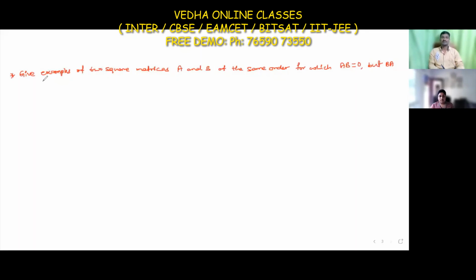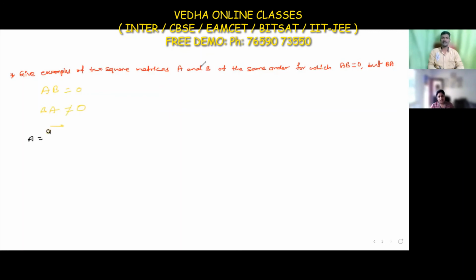So what is given here? Give examples of two square matrices A and B of the same order for which AB is equal to 0, but BA is not equal to 0. First write the given data: AB is equal to 0, but BA is not equal to 0.